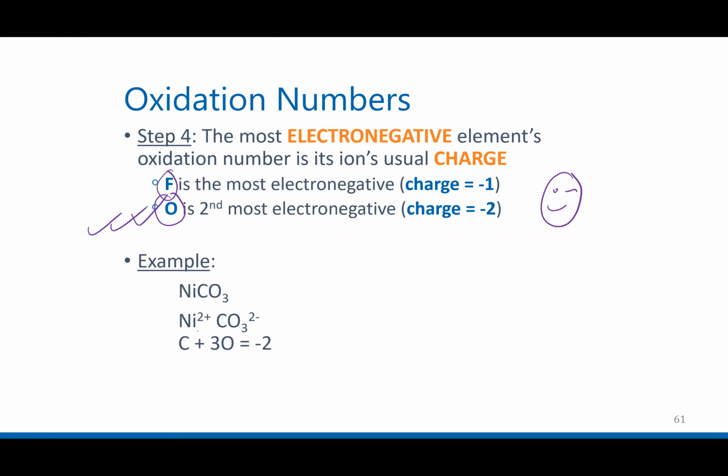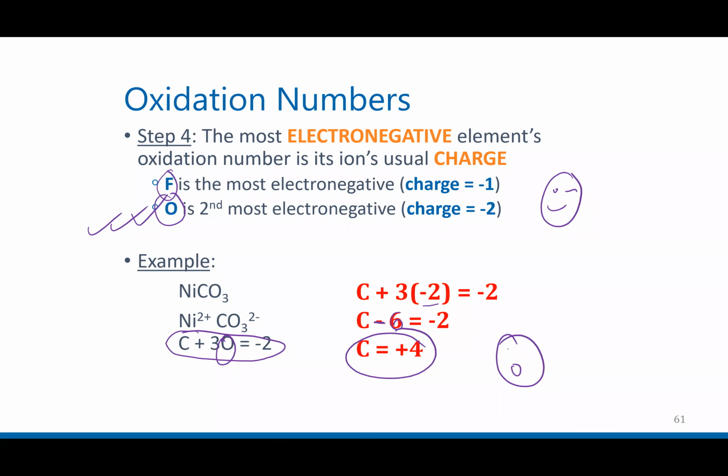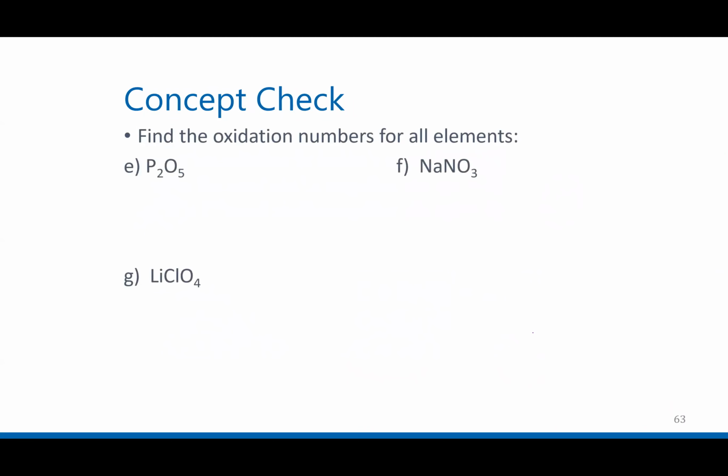So you can look at this here. My equation is 1 carbon plus 3 oxygens equals -2. So I put the oxygen in. I have a -2 here. So carbon minus 6 is equal to -2. Solve this equation. Carbon is +4. Pretty challenging. It's easier than it looks once you practice this, but it can appear a little bit challenging for sure. So let's do this together. I have 7 examples that we're going to look at.